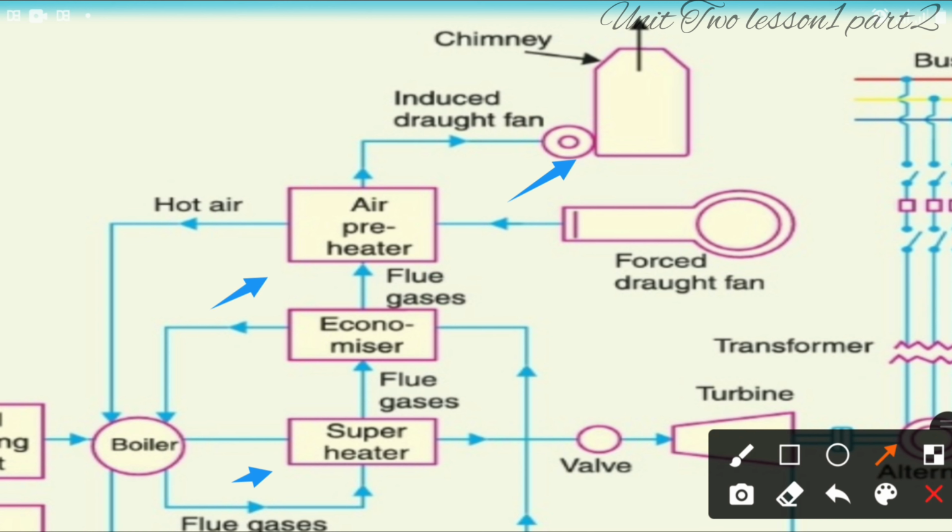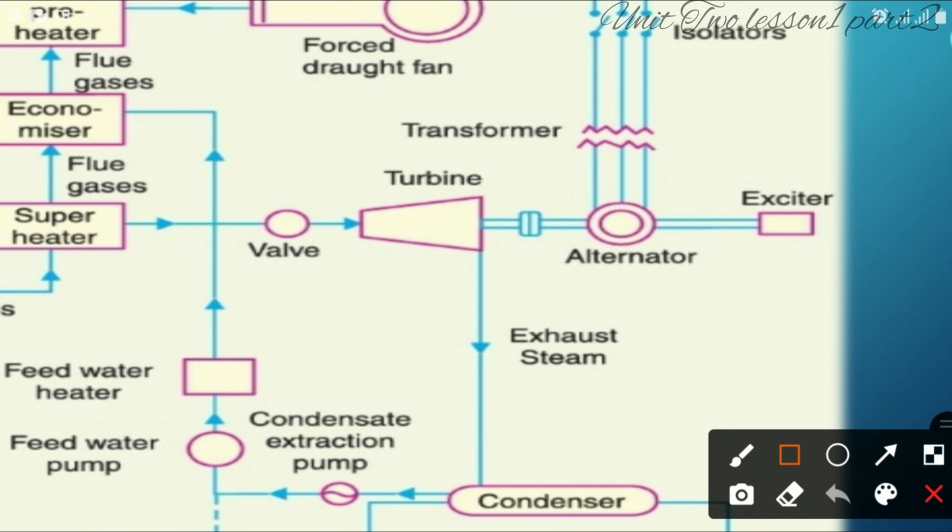Air preheater. An air preheater increases the temperature of the air supplied for coal burning by deriving heat from flue gases. Steam turbine. The dry and superheated steam from the superheater is fed to steam turbine through main valve. The heat energy of steam when passing over the blades of turbine is converted into mechanical energy. After giving heat energy to the turbine, the steam is exhausted to the condenser, which condenses the exhausted steam by means of cold water circulation.